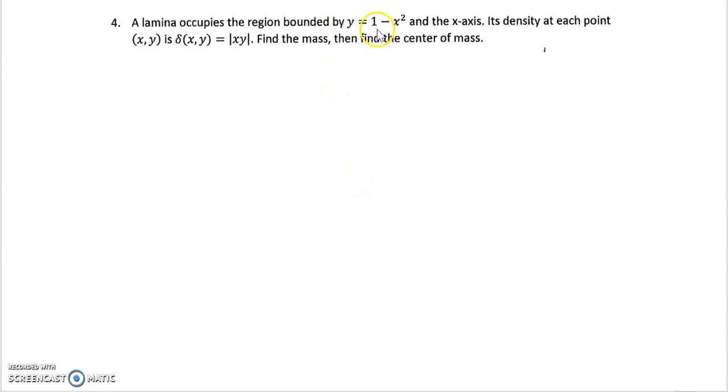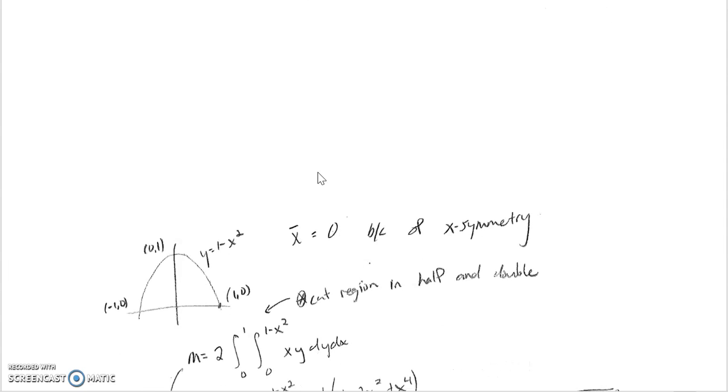But this first one, we're just gonna find the mass. I'm not gonna do the center of mass. But we got this thing that is bounded by y equals 1 minus x squared and the x-axis. And I give you a density function, and I want you to find the mass. So let's see if you can remember how to do this in 2D. Go ahead, hit pause.